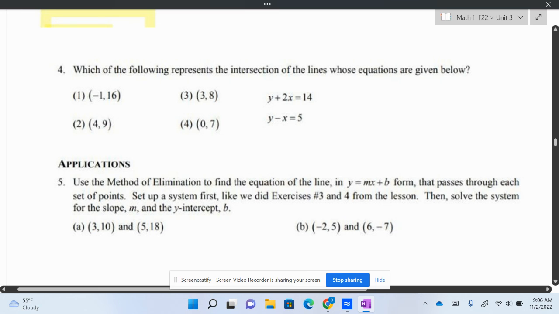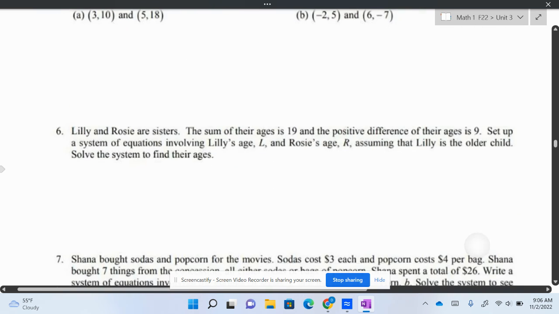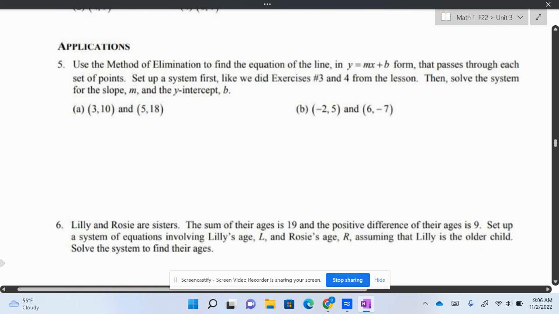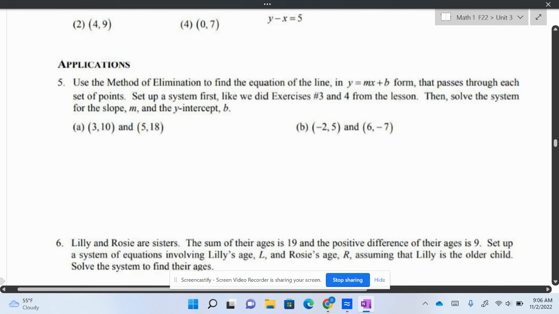You're just finding the solution. Intersection of lines, remember, that's the solution. So you're just going to plug those in and find out which one works. Use the elimination method.